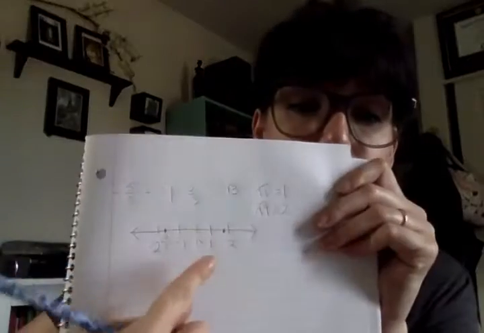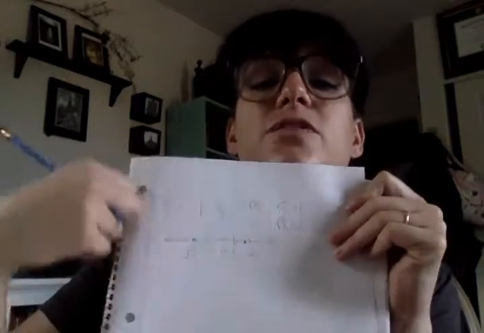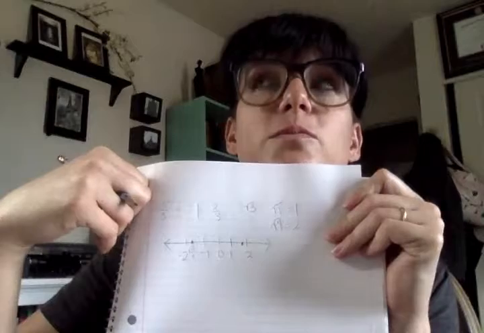And it's going to be closer to the 2 because the square root of 3 is closer to the square root of 4 than it is to the square root of 1. So we have it about right there. I hope this isn't backwards. It might be. I'm not sure.